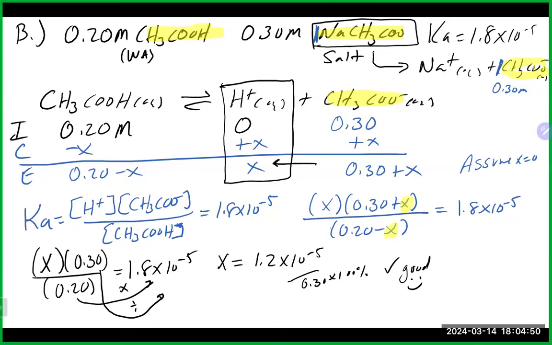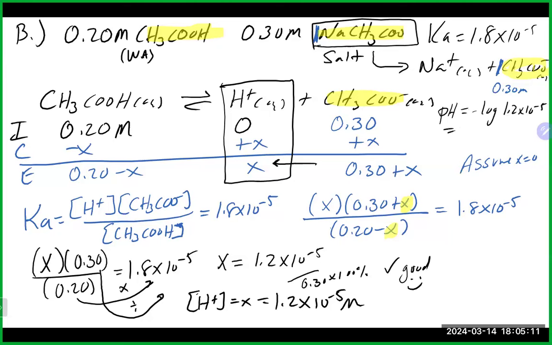So that X does equal our H plus concentration, and that means it's 1.2 times 10 to the minus 5 molar. That means that's all we need for our pH. So I'll go up here so it might be easier to see. pH equals minus the log of 1.2 times 10 to the minus 5. And that is going to get us there, if I punch the right numbers in. There we go. We'll go with 4.92 in this case. First off, any questions on the calculation?